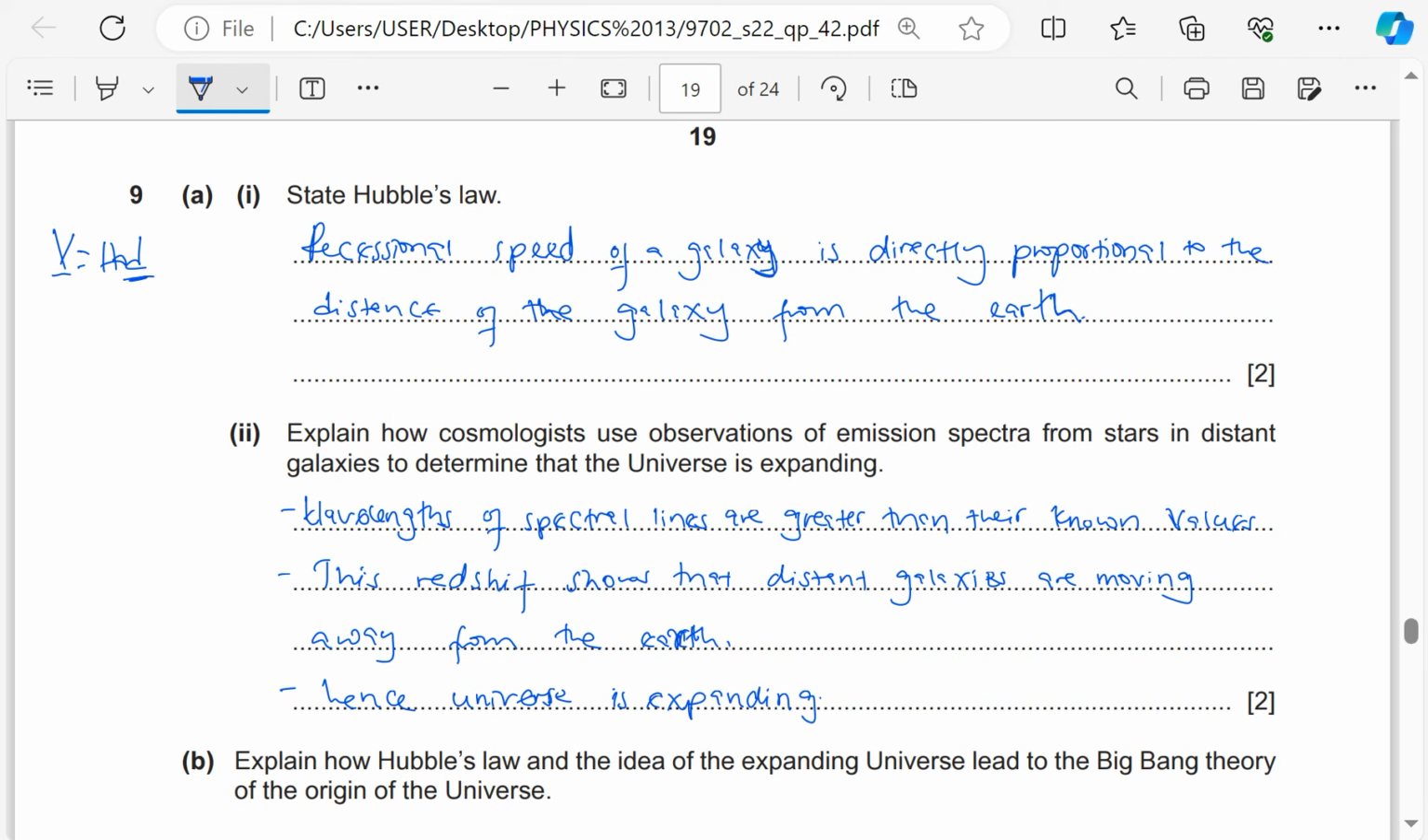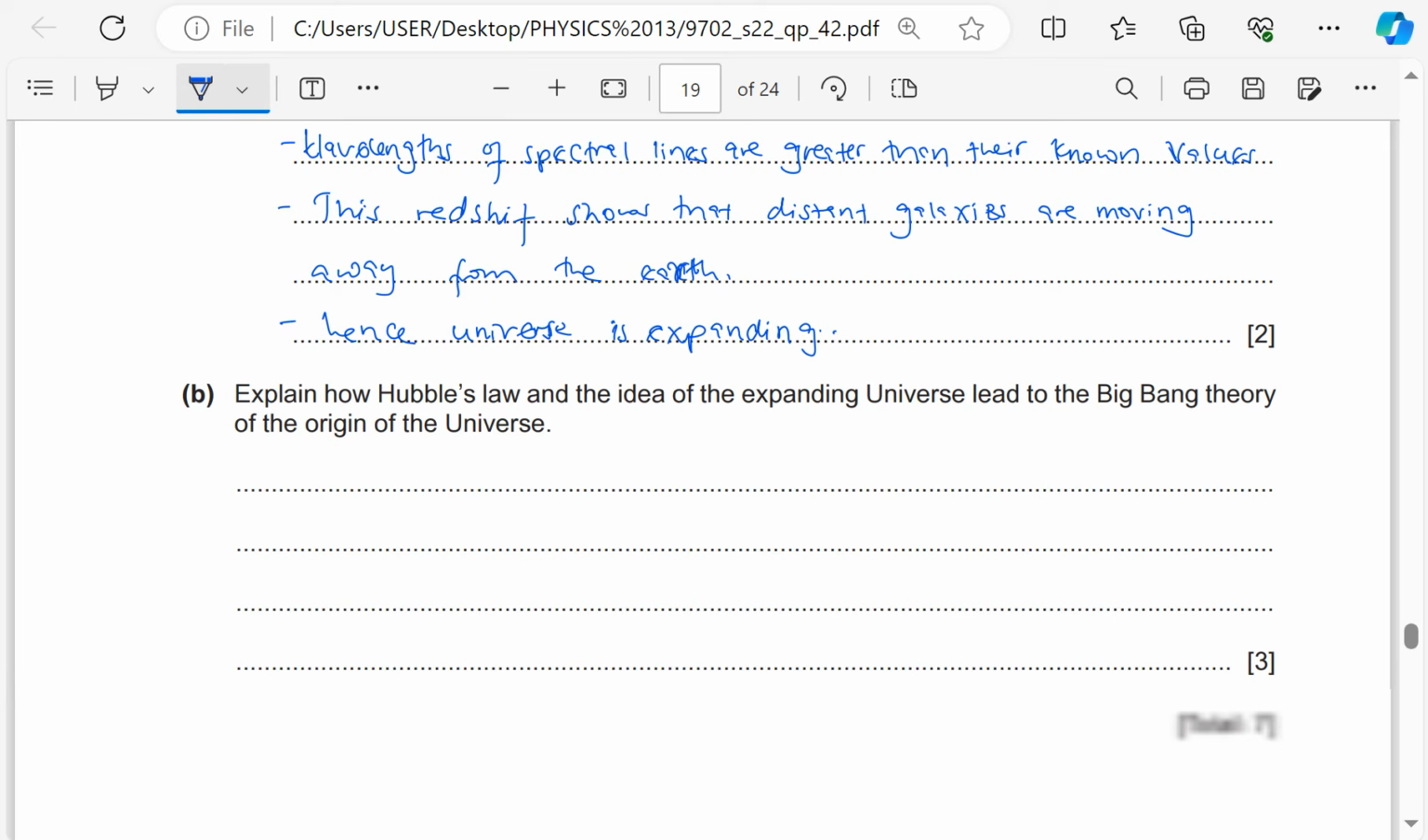So wavelengths of spectral lines are greater than their known values. And this redshift shows that distant galaxies are moving away from the Earth. And if they are moving away from the Earth, it is only because the universe is expanding. That's how cosmologists use observations of spectra from stars to determine that the universe is expanding.